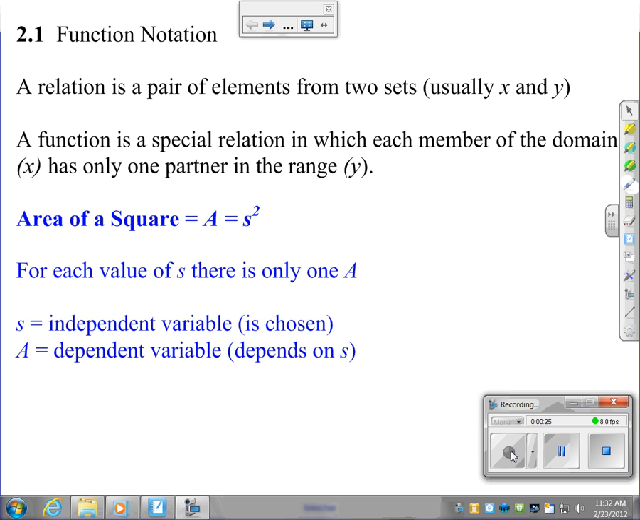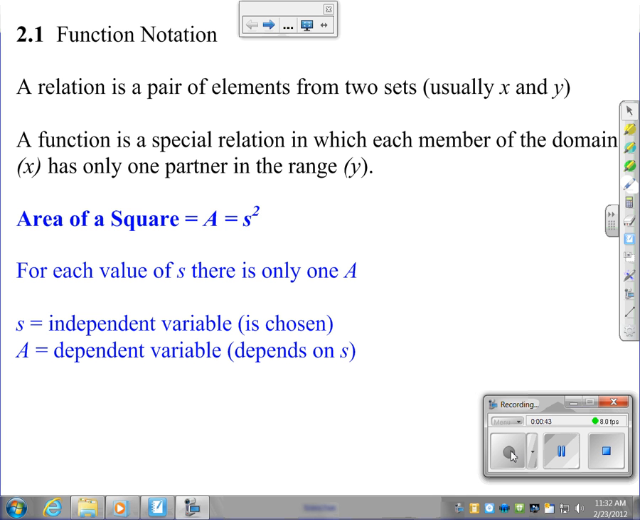And the blue here is talking about the area of a square. And we all know how to find the area of a square. It's just the side times the side. But it's fair to say then that the area totally depends on the side length. And another way to say that is that the area is a function of the side length.